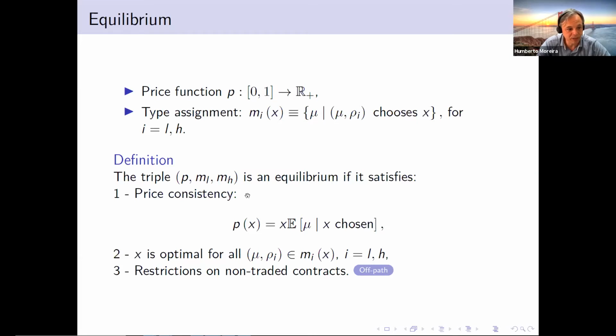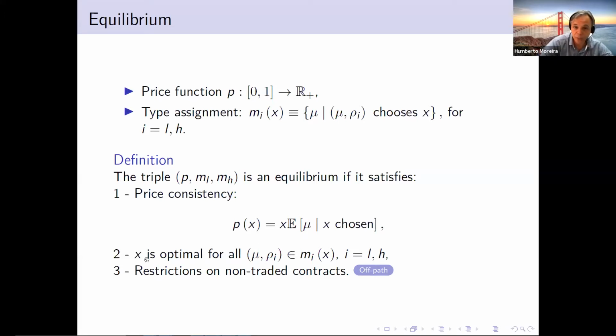And this triple is going to be an equilibrium if it satisfies price consistency, which comes from the firm's optimality, since there is free entry and the firms are risk neutral. So in equilibrium, the cost of X should be X times the expected risk, given which types of risk have chosen that level of coverage, right? So this is exactly a zero profit condition on the firm side.